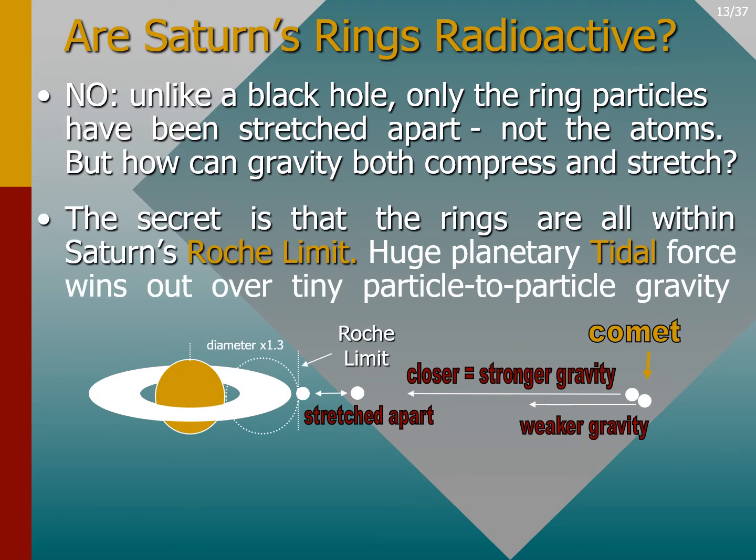The secret is that the rings are all within Saturn's Roche limit, where huge planetary tidal stretching force wins out over the tiny particle-to-particle gravity. Scientists know that the rings of Saturn consist mostly of particles of frozen water and other ices. One possible source for the ice particles is believed to be comets, because comets are basically dirty snowballs flying through space. When a comet gets too close to Saturn, tidal force can stretch the loose mixture of matter into the tiny ice particles that make up the rings.